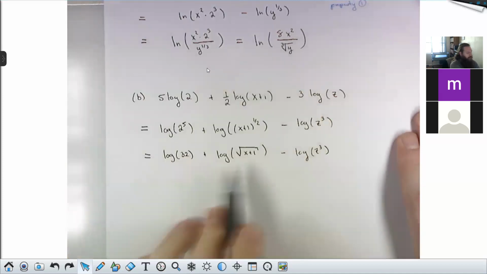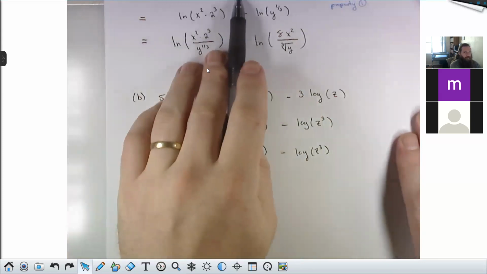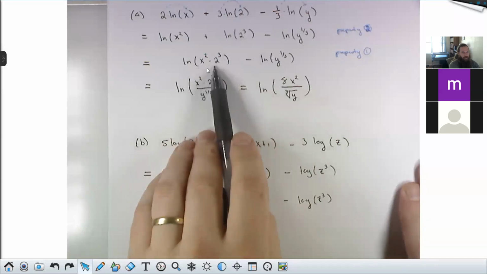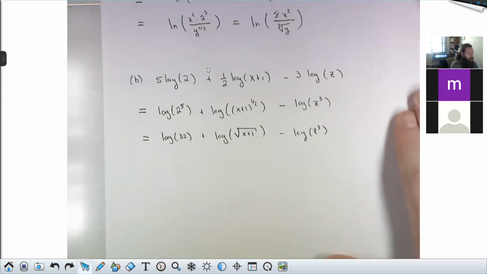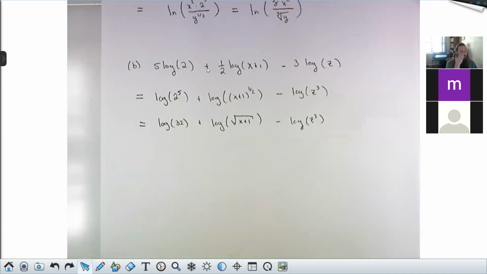I think simplifying these pieces can make it easier to see what to do, right? If we wrote this as an 8, then you see x squared times 8. I don't think anybody would be tempted to combine those. So if it makes things clearer to you to simplify in between each of the log steps, don't hesitate to do that.